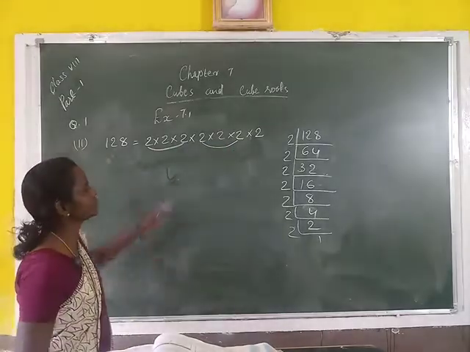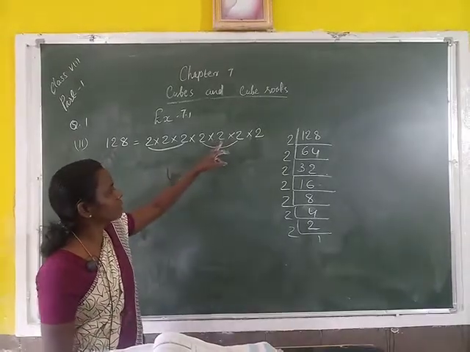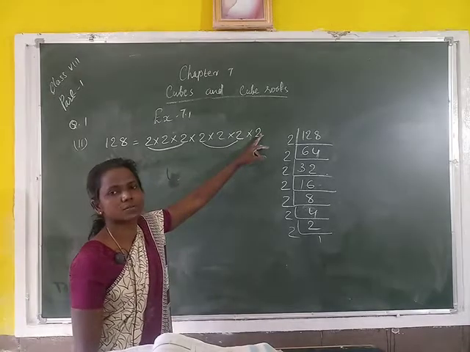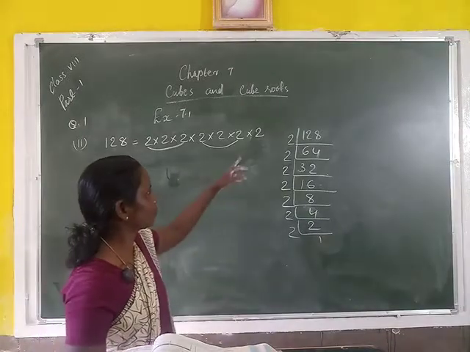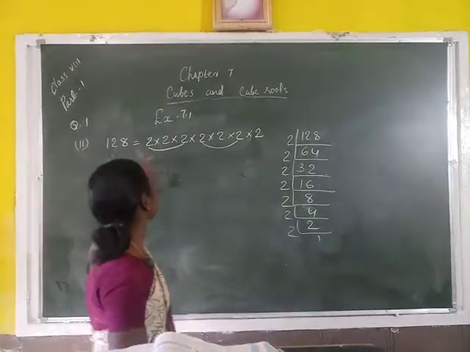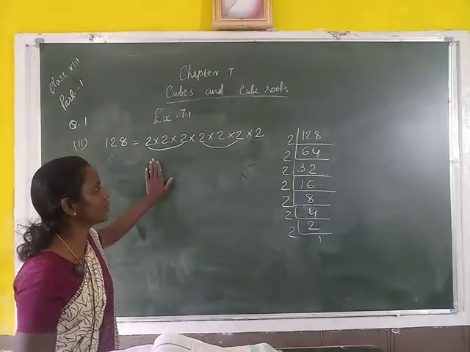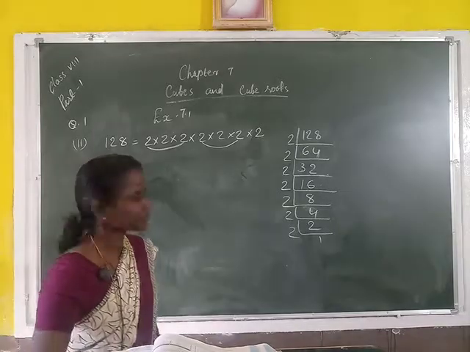Listen, each factor should appear in a group of 3. Then look here, this 2 does not appear in a complete group of 3. Therefore, is this number 128 a perfect cube? This number 128 is not a perfect cube.